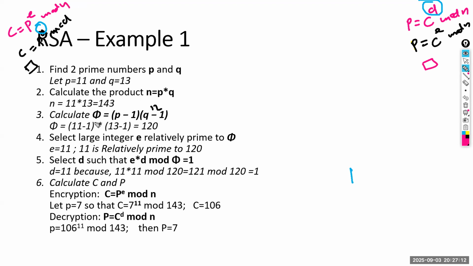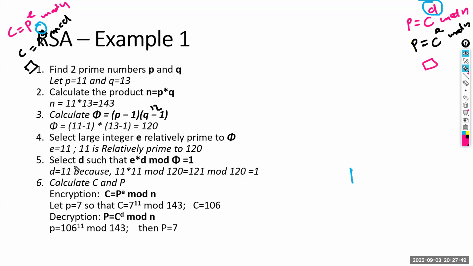Now you need to find phi such that it is p minus 1 into q minus 1. In this case, p is 11, 11 minus 1 is 10, into 13 minus 1, which is 12. That is 10 into 12, 120. Phi is not part of the key, it's just an intermediary value. Then you need to select an integer e relatively prime to 120, and it must be between 1 and that value.